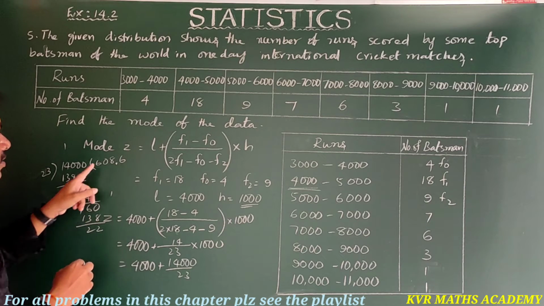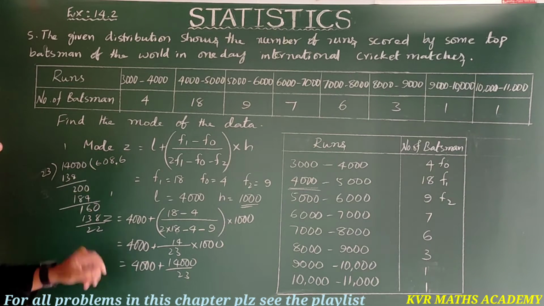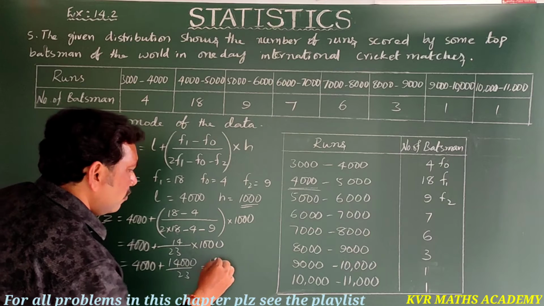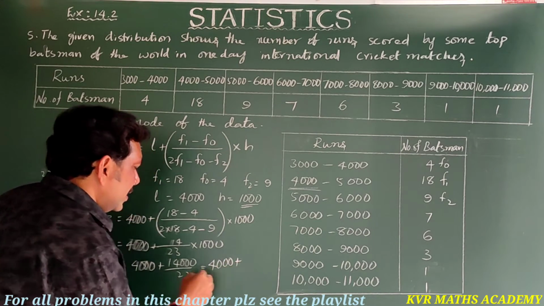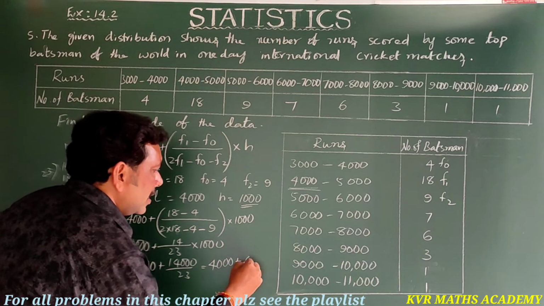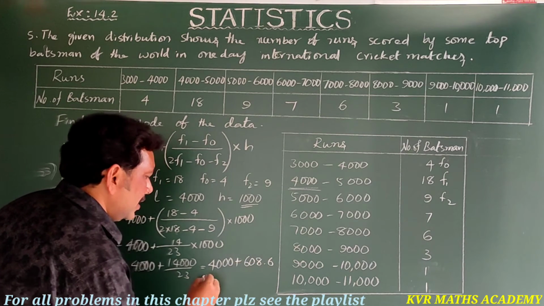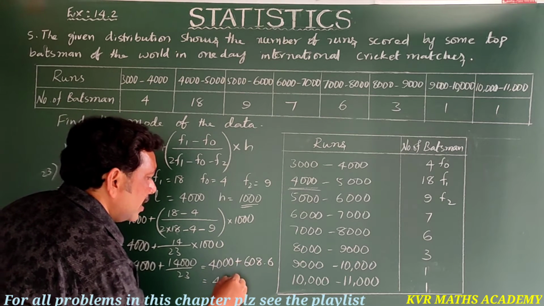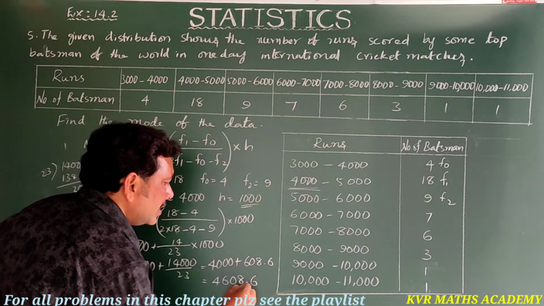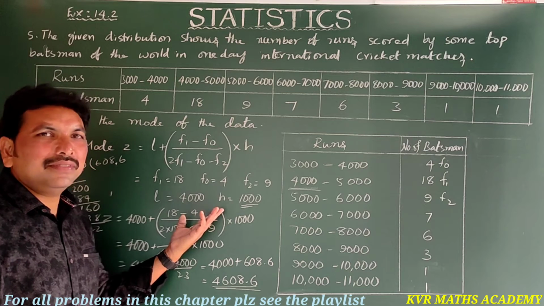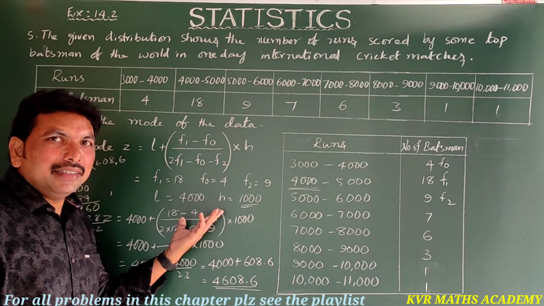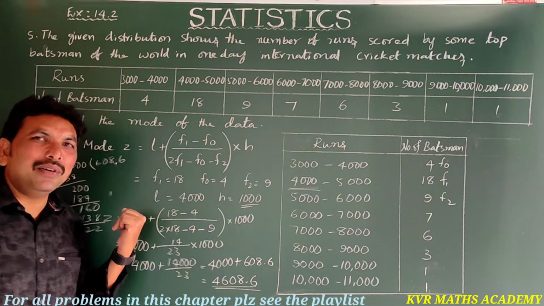So this is 608.6, that is equal to 4000 plus 608.6, that is equal to 4608.6. So this is the mode of the given data. Understood clearly? Yes, note it down.